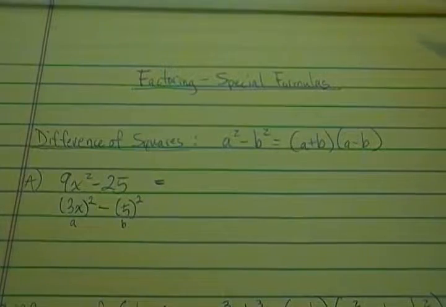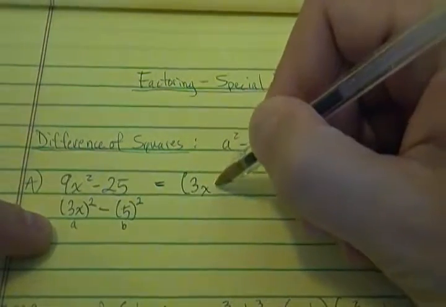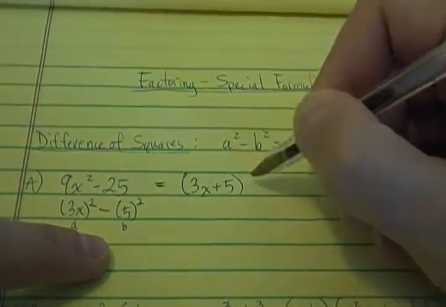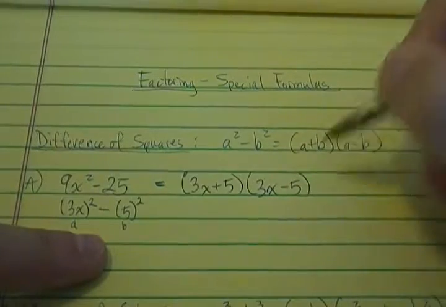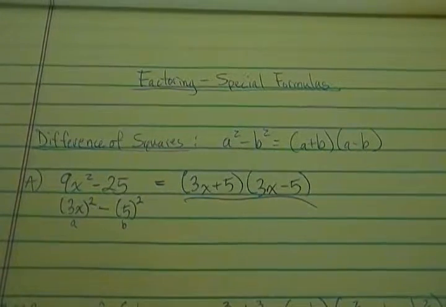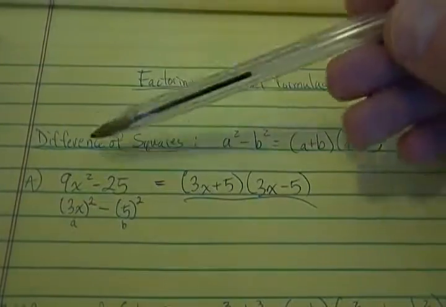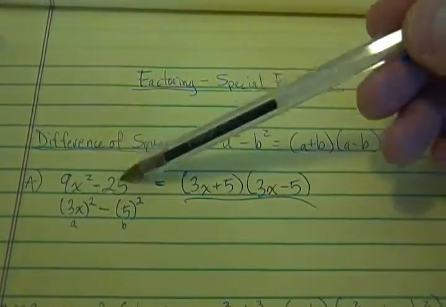So 9x squared minus 25, if we factor it, remember it's a, so 3x plus b, which is 5, multiplied by the same thing but change the plus to a minus, 3x minus 5. That is our factoring of the difference of two squares, 9x squared minus 25. Like I said, if you know what the formula is, it's pretty simple to do. You just have to recognize that you have one perfect square minus another perfect square, and basically you just take the square root of each term.